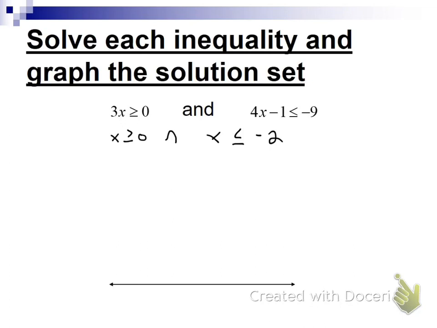Sophomores. I won't make you get up to the board. Well, I tell you what, let's just all graph it together. If we graph it, we'll see it. Here's 0. Here's negative 1. Here's negative 2. Here's 1. Let's graph it. x is greater than or equal to 0 is this. Agree? x is less than or equal to negative 2 is this. This is an and.